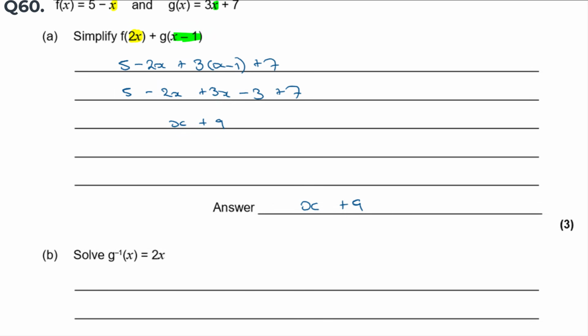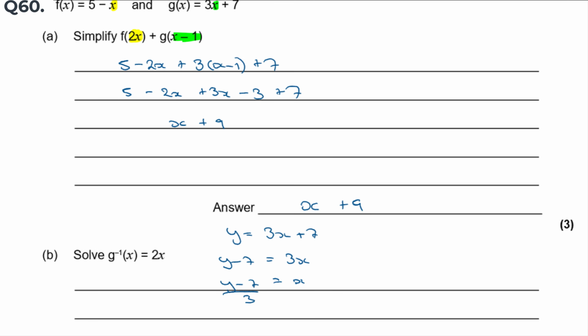Part B says solve g to the minus 1 of x equals 2x. Now g to the minus 1 of x is the inverse function. Okay, so if I've got g of x equals 3x plus 7, I want to work out the inverse function of that. To do that, I start off by letting y be equal to the function itself. So y is equal to 3x plus 7, and I rearrange to make x the subject. So I'm going to get y minus 7 is equal to 3x. So then x is going to be y minus 7 over 3.